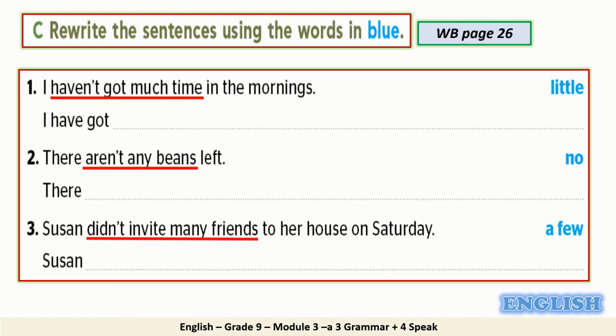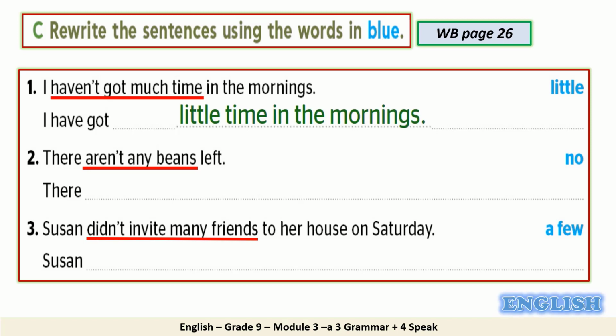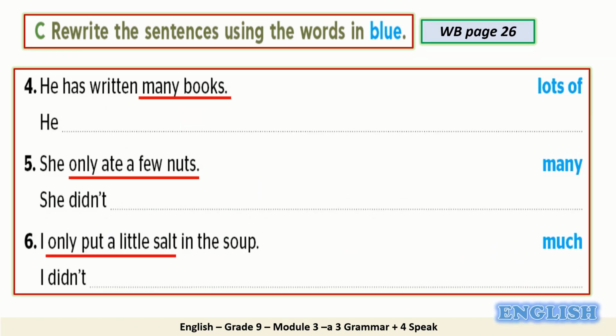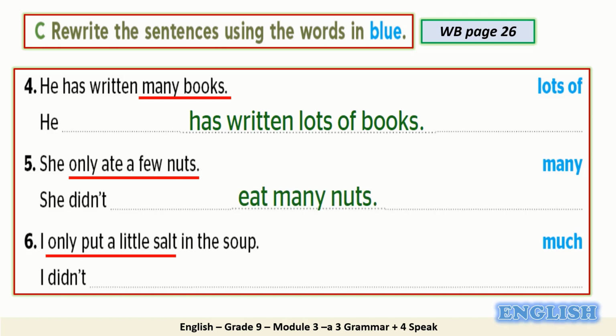C. Rewrite the sentences using the words in blue. Workbook page 26. You can stop the video, answer the questions, then check your answers. Number 1. I have got little time in the mornings. Number 2. There are no beans left. Number 3. Susan invited only a few friends to her house on Saturday. Number 4. He has written lots of books. Number 5. She didn't eat many nuts. Number 6. I didn't put much salt in the soup.